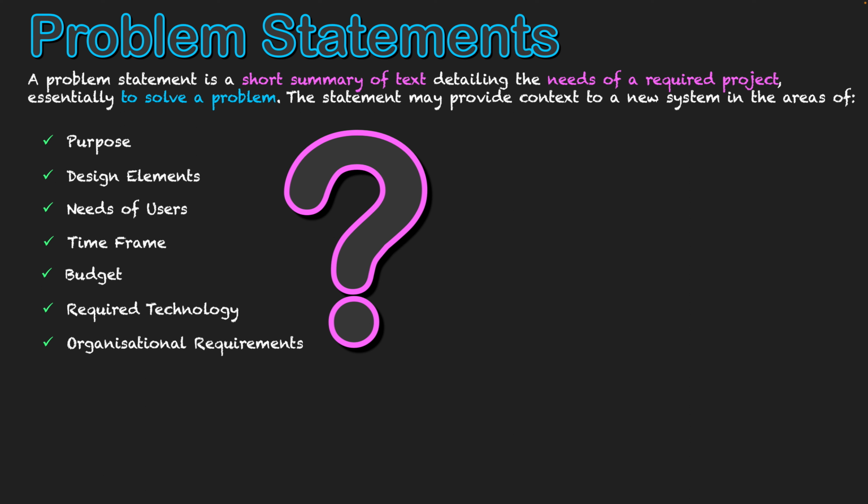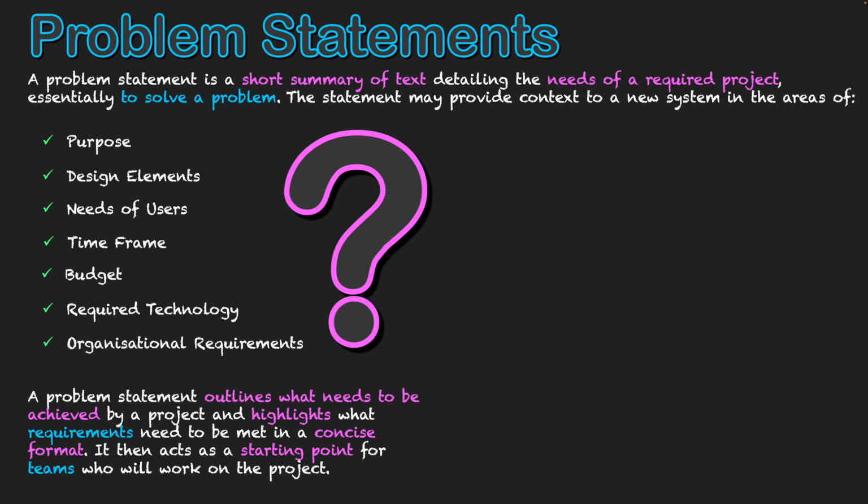So they mightn't all be outlined in the problem statement, but we're kind of targeting these key areas when we put a problem statement together. So the problem statement outlines what needs to be achieved by a project and highlights the requirements that need to be met in a concise format. It's meant to be short, hence why it's a problem statement. It's not a problem paragraph, it's not a problem page of information. We're meaning to be concise with this.